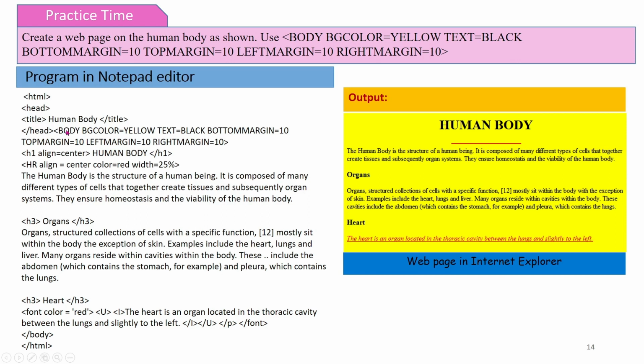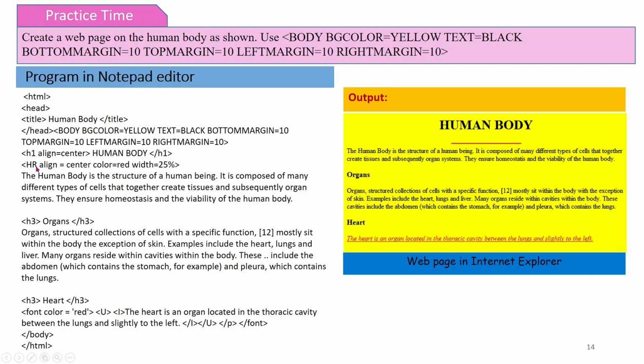So here we have written body background color yellow, text black, bottom margin 10, top margin 10, left margin and right margin 10. And since there are some more things given, this is human body, which is written in capital letters and in the center of the web page, horizontally centered. So H1 is the heading 1, align center. The alignment of this text is in center and the text is human body.